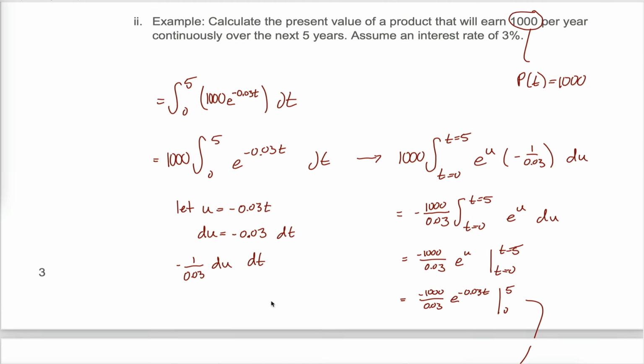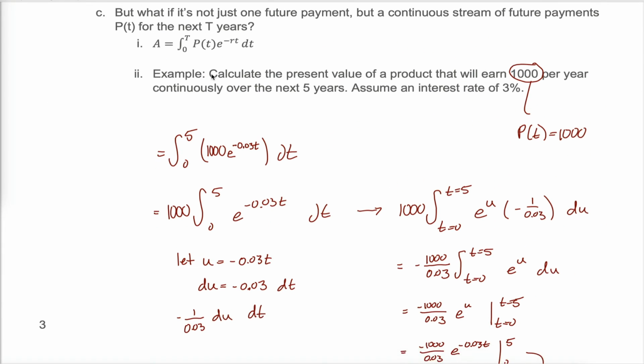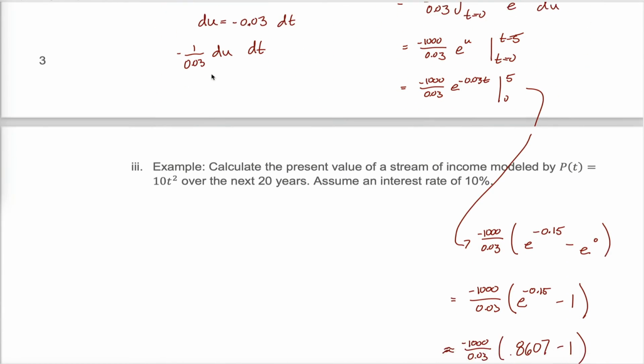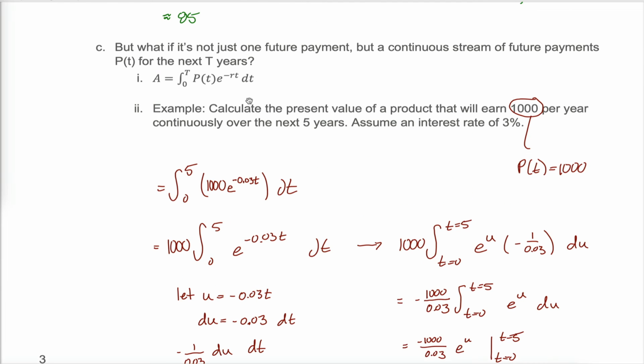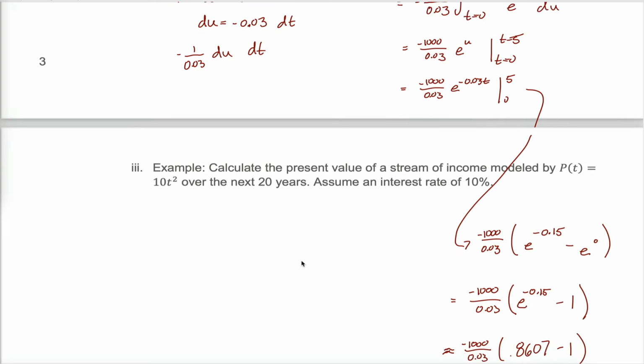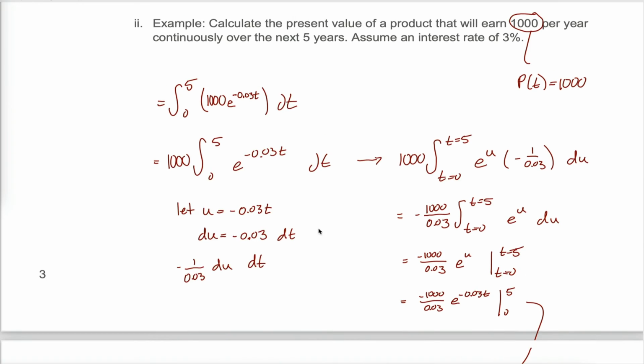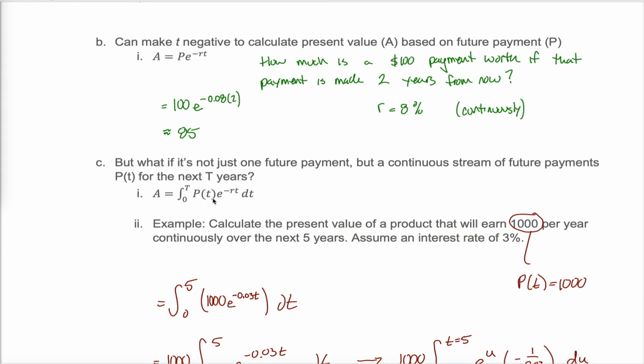$4,343. One more example, then we'll call this video and this section good. Example 2 looks a lot like example 1. We want to calculate the present value of a product. In this case, it's a stream of income modeled by P of t equals 10t. So remember up here, P of t was just 1,000. It was a constant function, but it doesn't have to be a constant function. It could be any function that you want, which is why it's written in function notation right here.